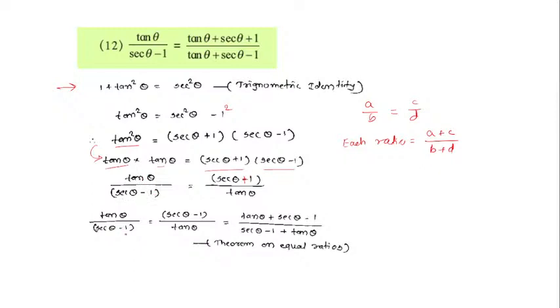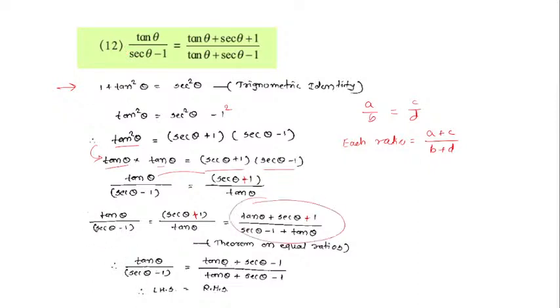Tan theta divided by sec theta minus 1 is equal to sec theta plus 1 divided by tan theta is equal to, just add the numerators, this tan theta plus sec theta plus 1 divided by sec theta minus 1 plus tan theta. So that is equal to, we have to prove that the first ratio tan theta divided by sec theta minus 1, that is equal to, this would be tan theta plus sec theta plus 1, we have to make some adjustment here, divided by, if we rearrange these terms, we get tan theta plus sec theta minus 1, and that is what we wanted to prove.